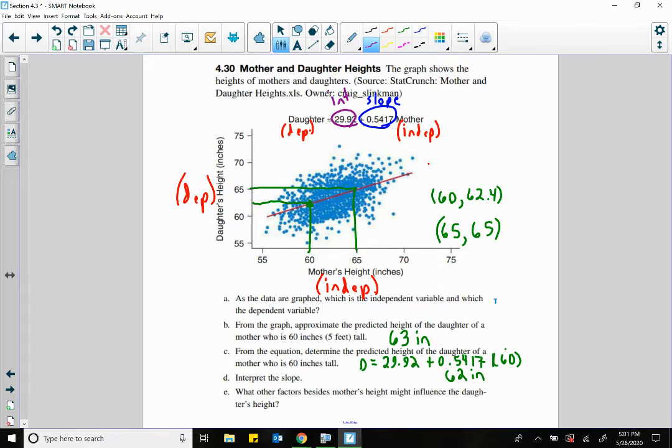There are lots of things that are going to affect your daughter's height. Are they taking vitamins and growth hormones? Are they well fed? What is the height of the husband, or the height of the father? Some of your genes play a factor in that. It's not just the mother's height alone that tells you the daughter's height. Again, just because we see a correlation here does not mean causation. Just because your mom is short doesn't mean you're going to be short. Just because your mom is tall doesn't mean you're going to be tall. So that's what this question E is asking about.